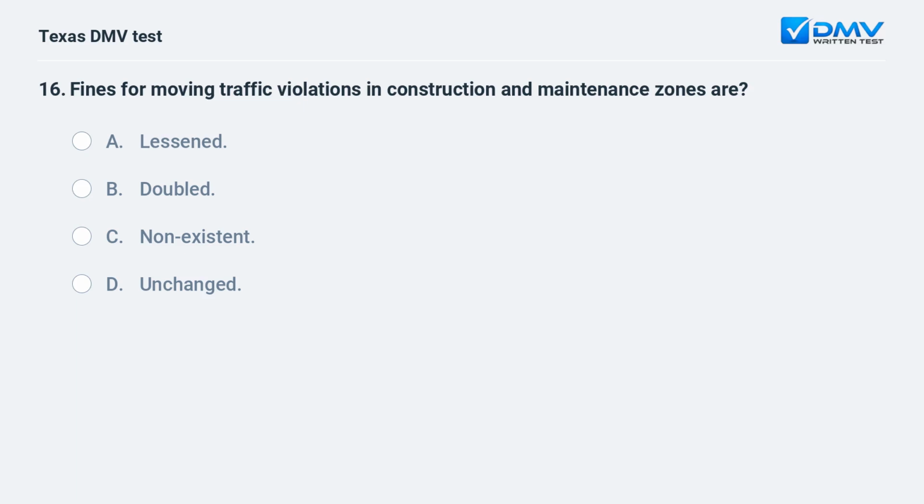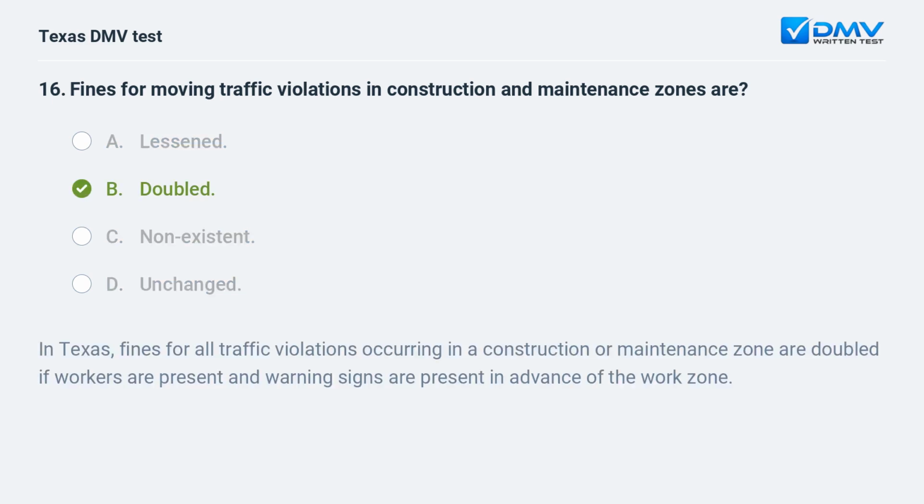Fines for moving traffic violations in construction and maintenance zones are A. Lessened. B. Doubled. C. Non-existent. D. Unchanged. B. Doubled. In Texas, fines for all traffic violations occurring in a construction or maintenance zone are doubled if workers are present and warning signs are present in advance of the work zone.